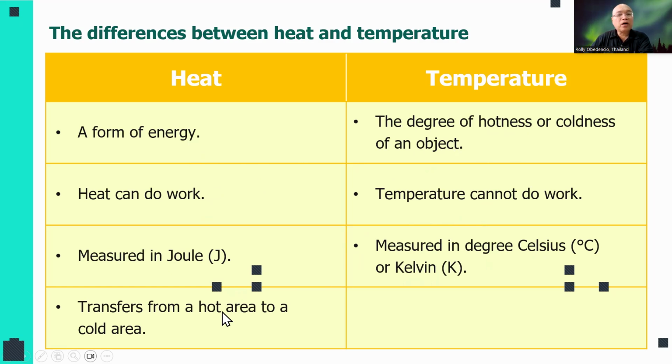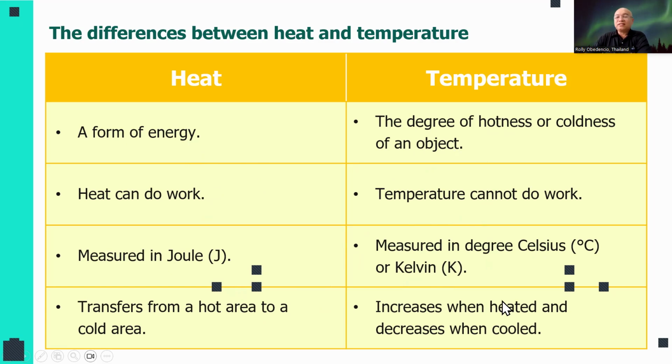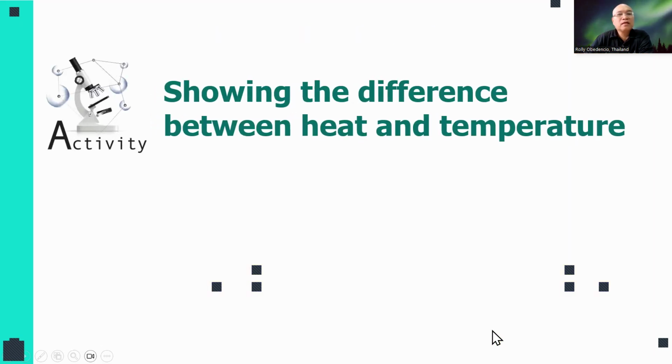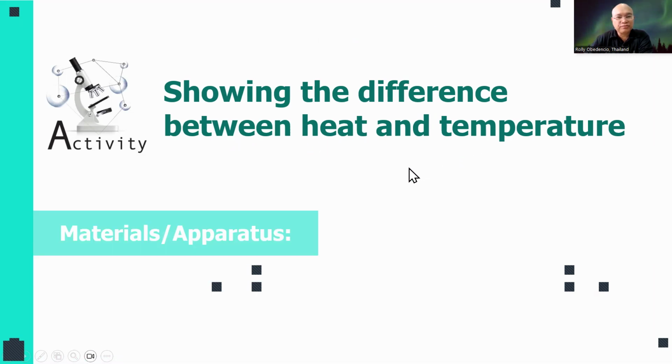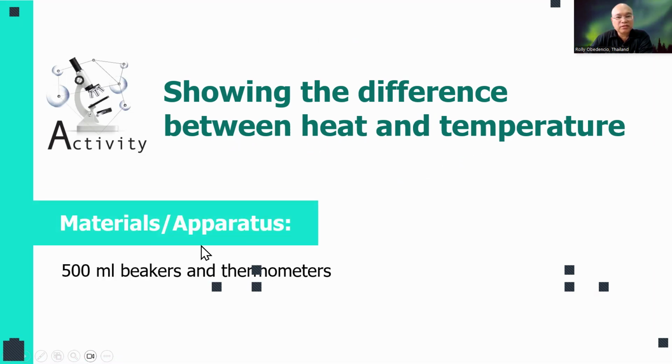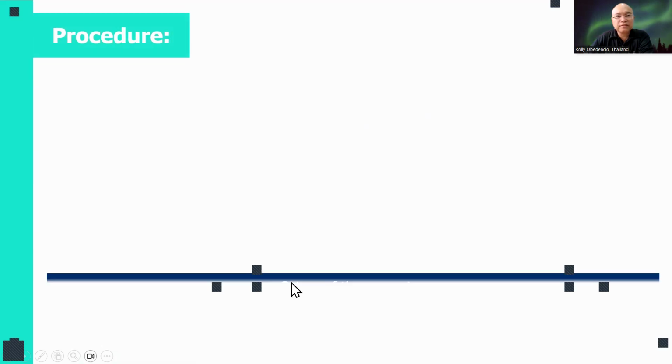Heat transfers from a hot area to a cold area. Temperature increases when heated and decreases when cooled. Let's have this activity showing the difference between heat and temperature. We need these materials or apparatus: 500 ml beakers and thermometers.